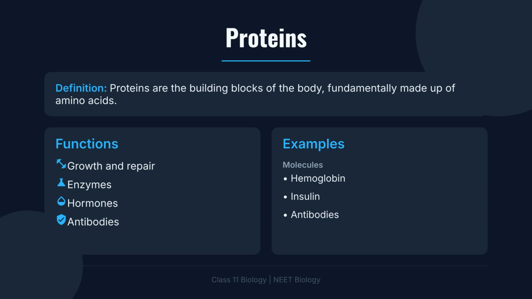Some proteins act as enzymes that speed up chemical reactions, while others act as hormones, antibodies, or transport molecules within the cell. For example, hemoglobin carries oxygen in the blood, insulin regulates blood sugar levels, and antibodies help protect us from infections.